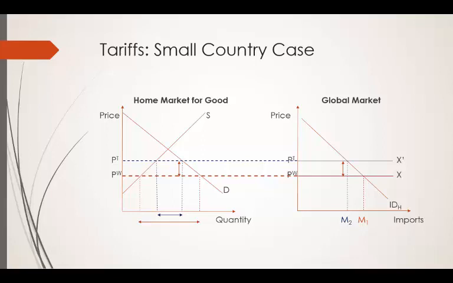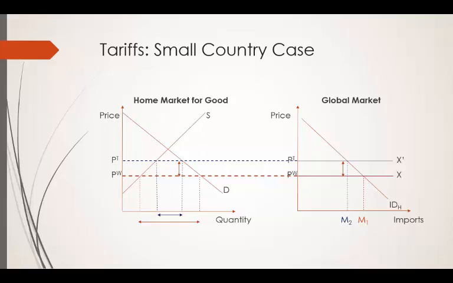The line is horizontal, demonstrating that whatever the level of demand is coming from the small country, that is IDH, that price PW remains the same. Home imports are thus given by M1. We can track the global price onto the small country's home market and see that it's well below what the market clearing price would be under autarky. I do not depict that in the graph, but you can see it is where the demand and supply curves intersect.